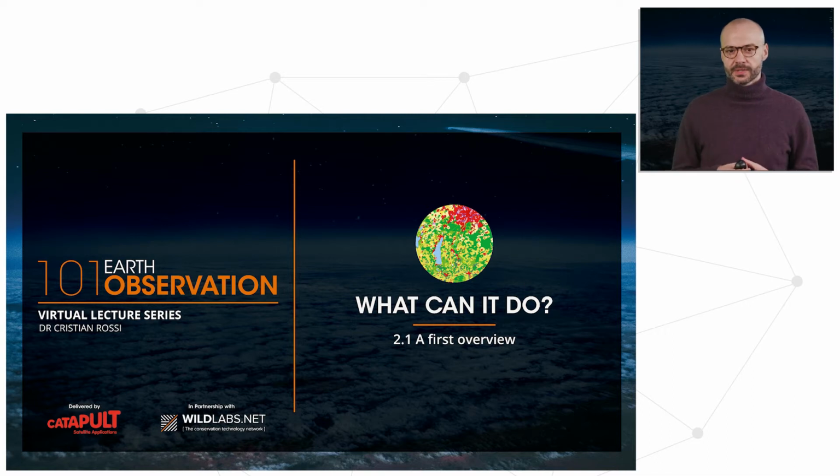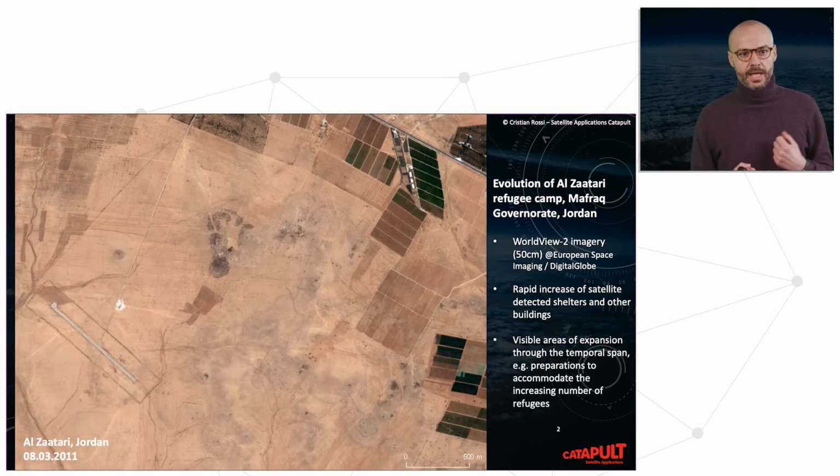This lecture is about a first overview of applications, so what remote sensing can actually do. Let's start by having a look at some potential applications, or some examples of the use of remote sensing images.